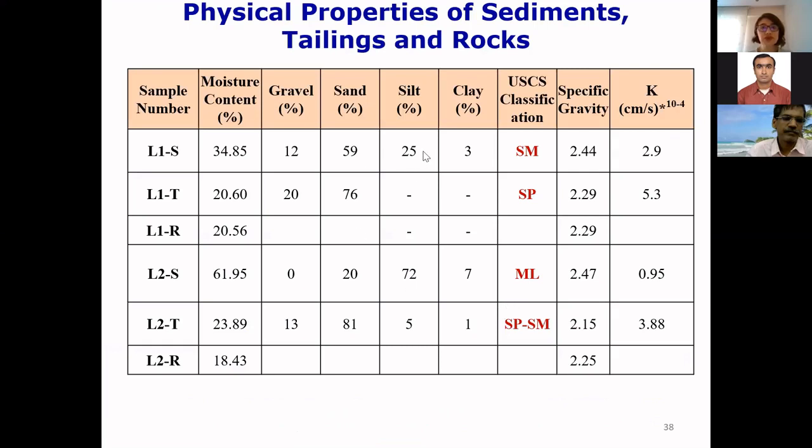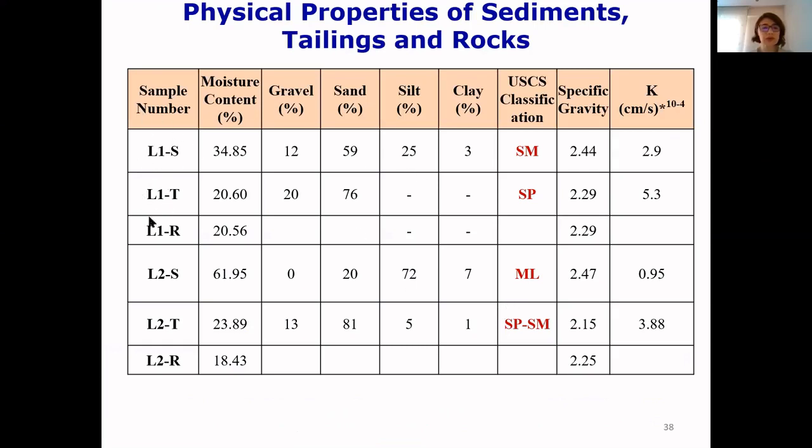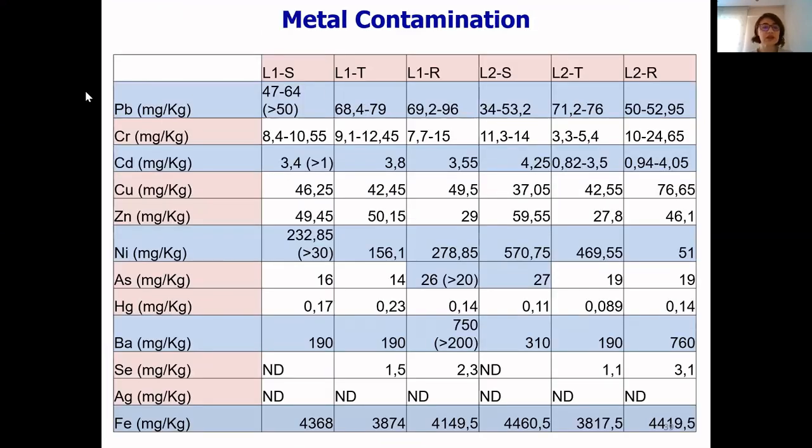And in this project, we determined the physical parameters of sediments, tailings, and rocks. Also, we determined the metal contaminations. Most abundant metals were lead, cadmium, nickel, barium, iron. The day before, I think the Professor also said for iron there is no standard, but iron is important for the acid mine drainage, etc. It's metal. So we investigated this one also, and arsenic for the two samples.